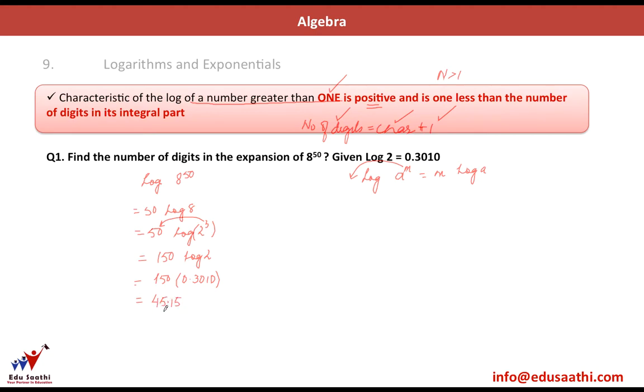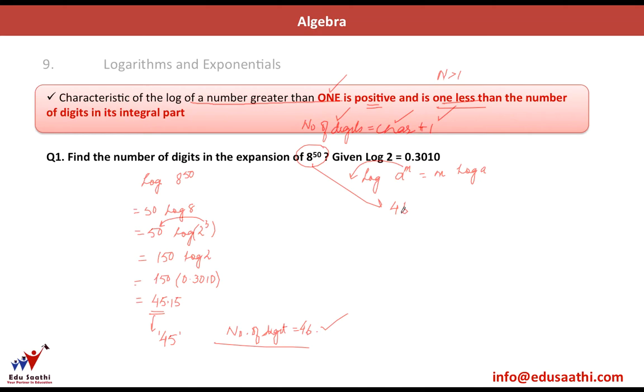I only have to look at the characteristic part of it. Now what is the characteristic coming out to be? It is 45. So the number of digits, if you solve the expression, would be 46, because the characteristic is always 1 less than the number of digits. Number of digits will always be 1 more than the characteristic. So in the expansion of 8 raised to power 50, you get 46 digits. I hope the question is clear.